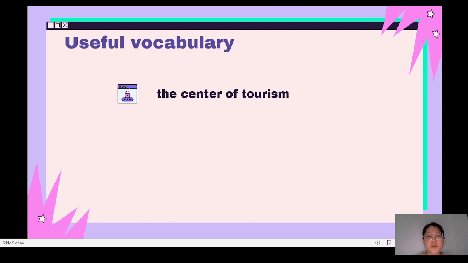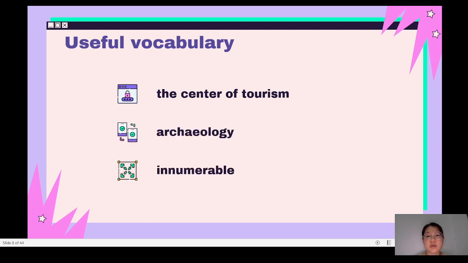Here are some useful vocabularies. The center of tourism. It means that there are a lot of tourists, a large proportion of tourists go to the city annually, and the tourism in this city is really developed.